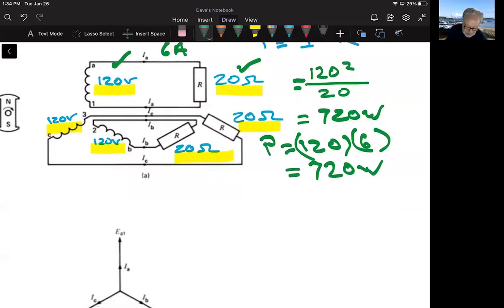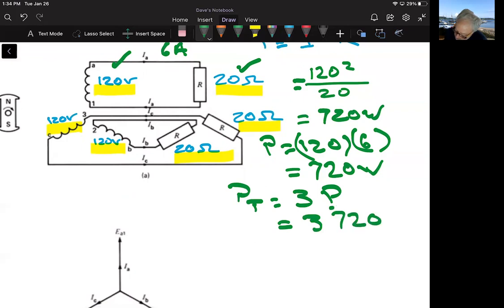Okay, the second part of this says, what is the power dissipated in the three-phase load? Well, okay, just think about it. One load is dissipating 720 watts, and we have three of those, right? So the total power is going to be 3 times the individual phase powers. So it's 3 times 720. So the total power that is dissipated by the load is 2,160 watts. Another way to phrase that, and you might see it phrased this way: what is the power generated?